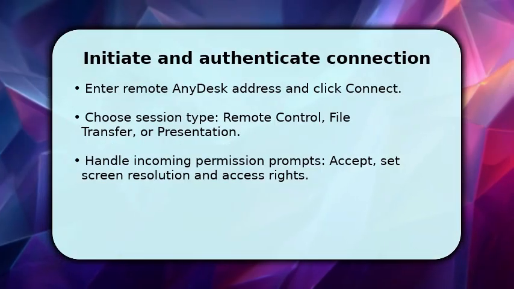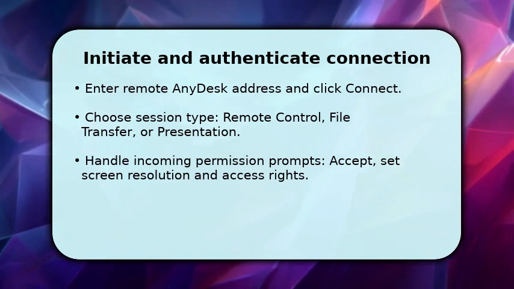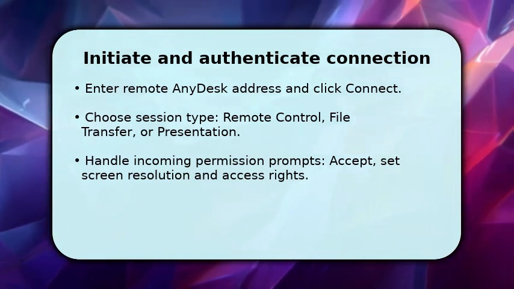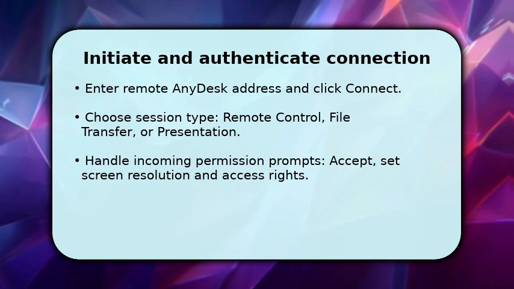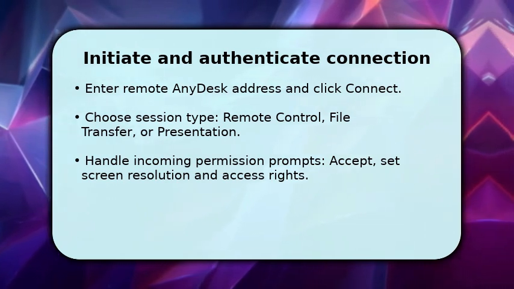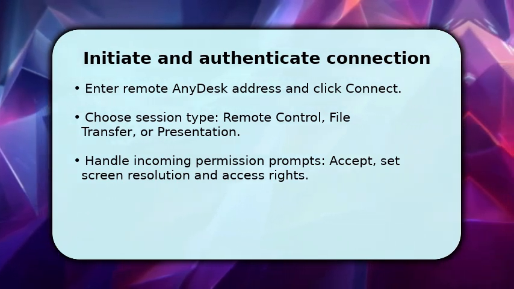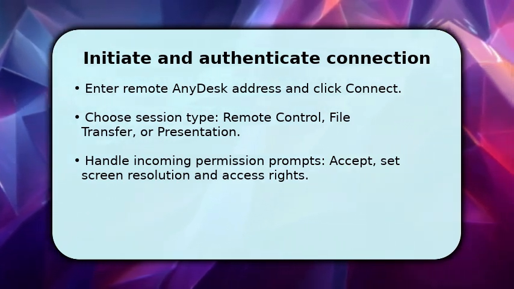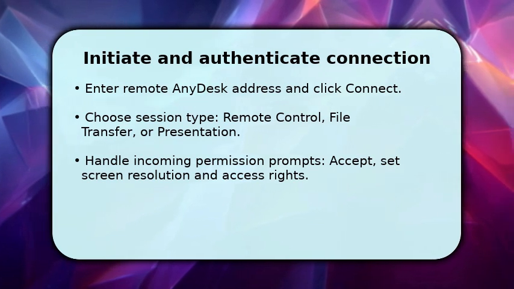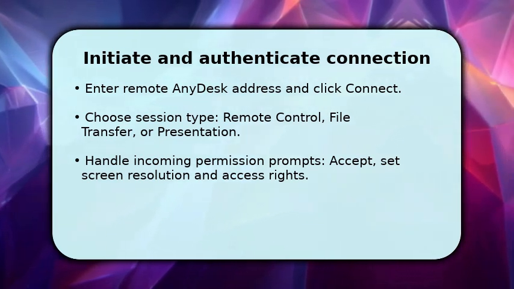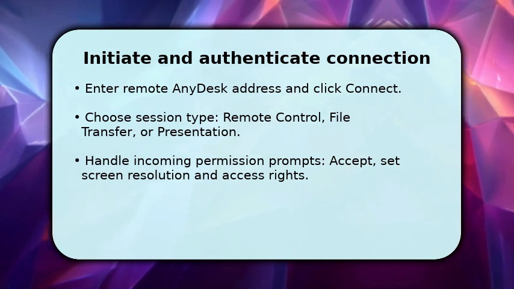You now enter the other party's AnyDesk address and press connect. This starts the handshake. Once the remote user receives the incoming request, they'll see permission options. Ask them to accept and grant remote control or file transfer as needed. Make sure to choose the correct session type because that sets available tools and bandwidth use.